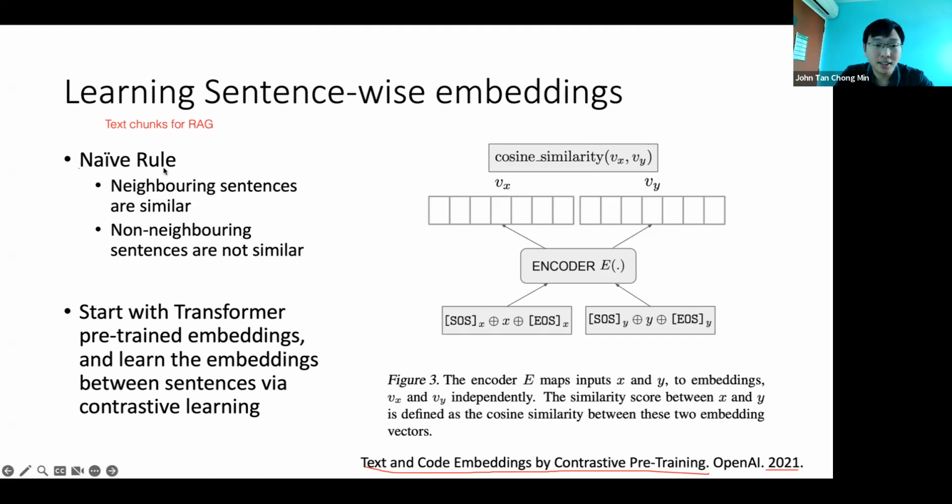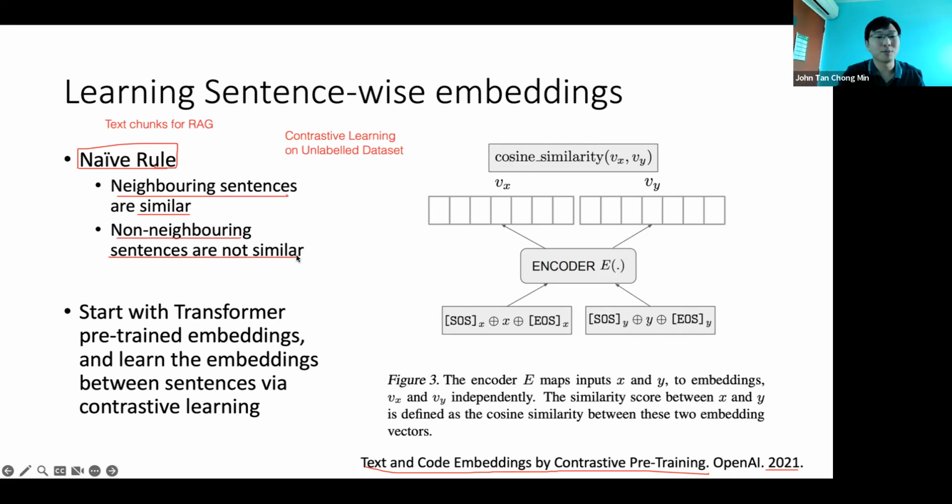The idea is this. They use contrastive learning, which is also on an unlabeled data set. What they use is a very naive rule to scrape the entire internet's data. Neighboring sentences that appear next to each other are considered similar. Sentences that are not next to each other are not similar. This is a very naive rule, but it allows us to do unsupervised learning again: we just take the world's data, group it by sentences, and then you have your training set already. Next door sentences are similar, not next door is not similar.